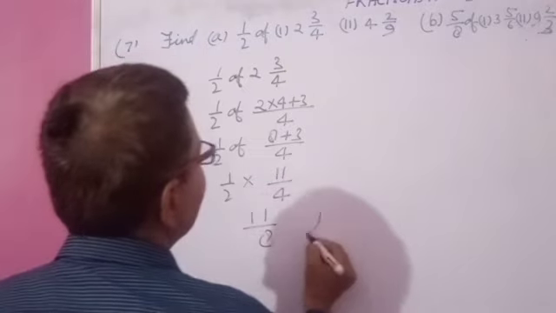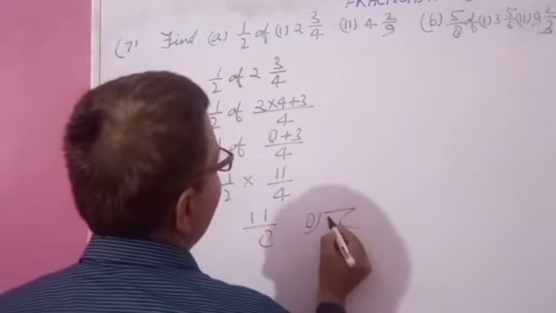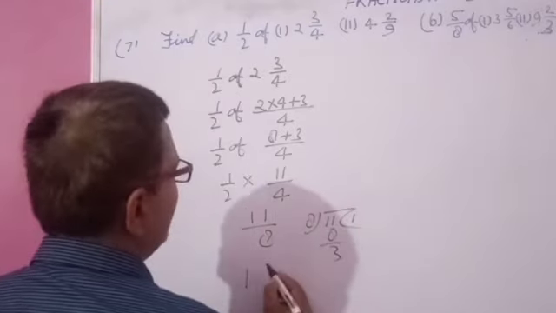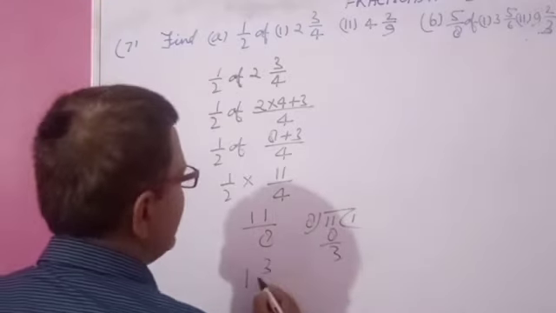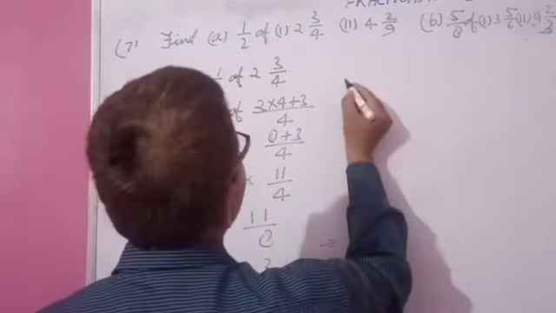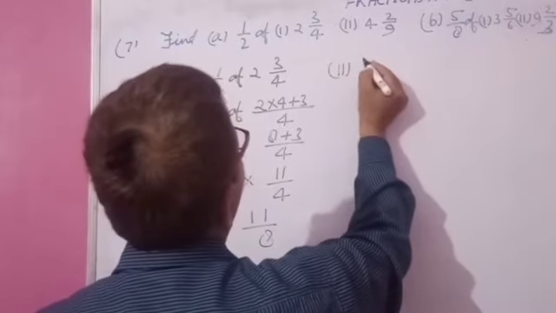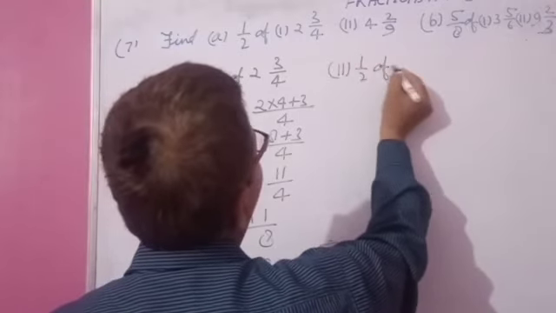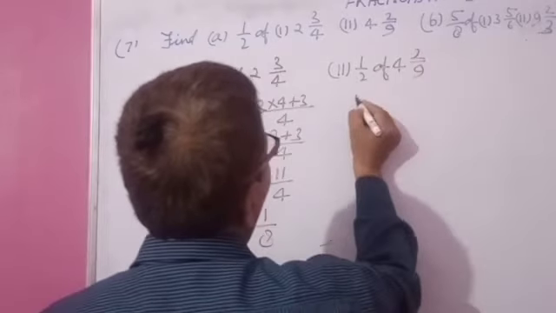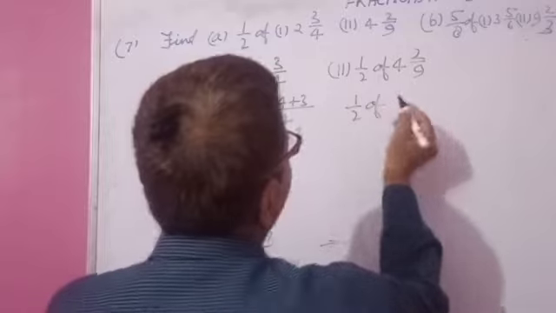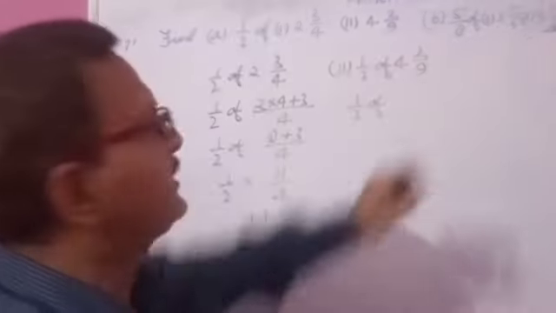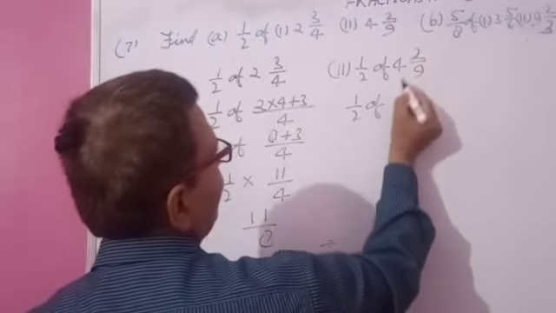And now you can change it into a mixed fraction. 8 1s are 8, 3. So 1 whole 3 upon 8. Now you will do the second part. Second part is 1 upon 2 of 4 whole 2 upon 9. 1 upon 2 of, you will change this mixed fraction into an improper fraction. You will multiply 9 multiplied by 4.